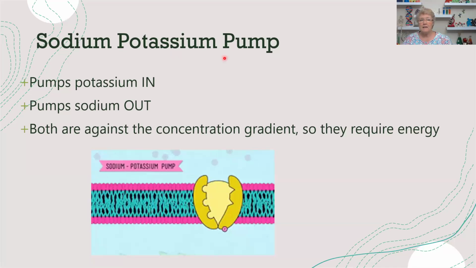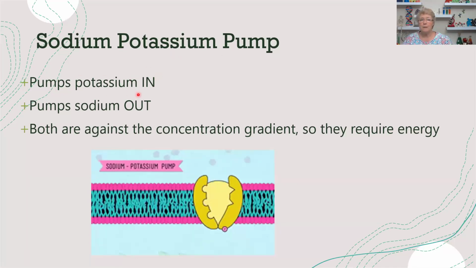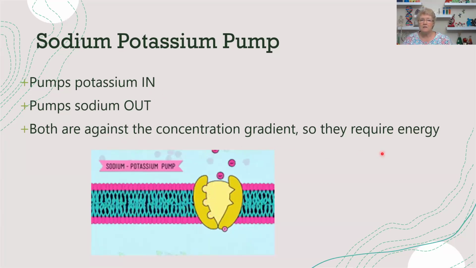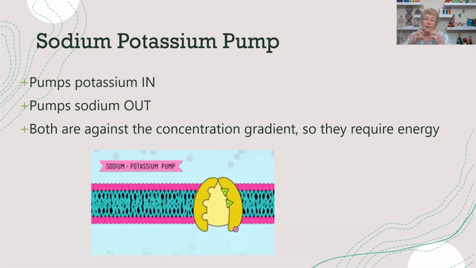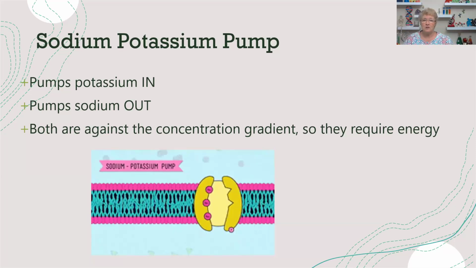The sodium-potassium pump brings potassium into the cell and pumps sodium out of the cell. In both cases, they're going against the concentration gradient. They're going from where they're not very crowded to where they're very crowded, and they need to push them in. They require energy to do that.